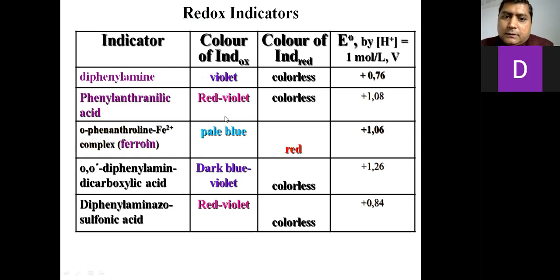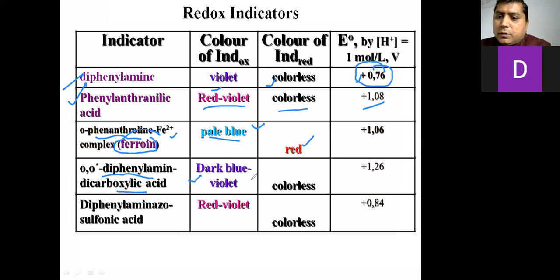Look at the number of indicators that we can use in redox titration, like phenylene diamine, which is violet in color and colorless at the end point, with its electron volt potential. Another is phenylanthranilic acid, the redox violet and colorless. Then ortho phenanthroline iron, ferroin, which is pale blue and can be converted to red. And orthophenylene diamine carboxylic acid, which is dark blue and colorless.